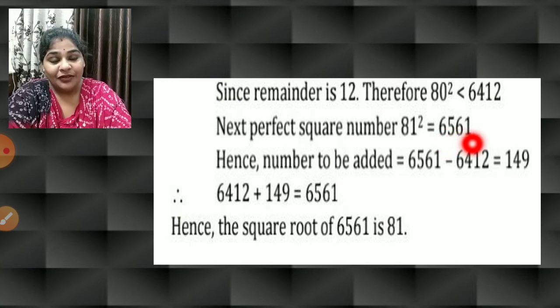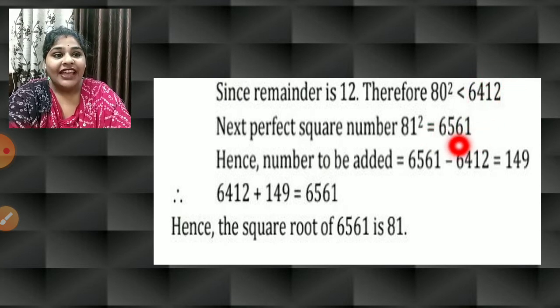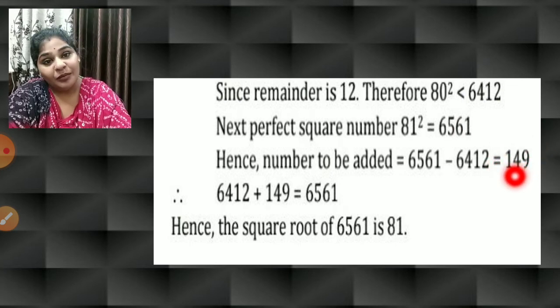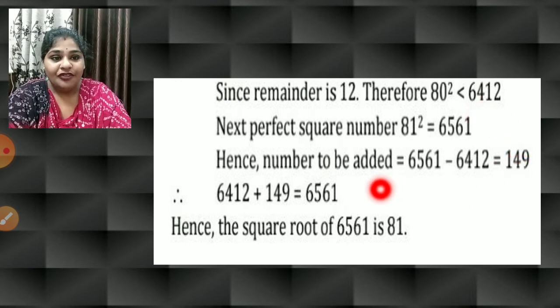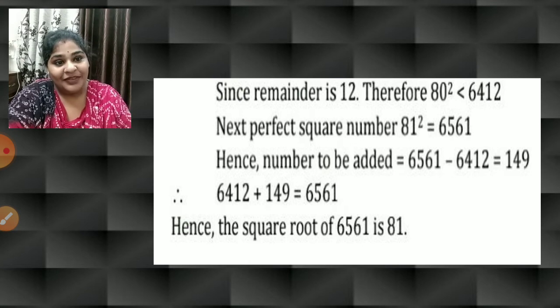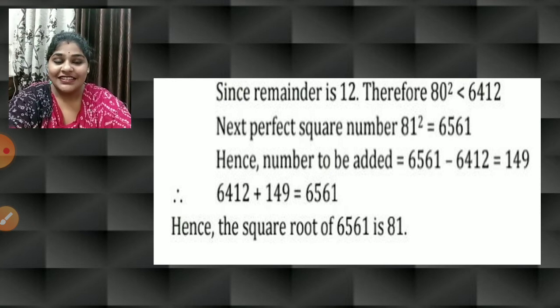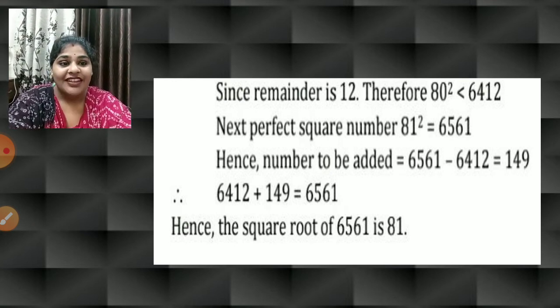6561. So the next step is to subtract the given number from this square of 81, and we get 149. Hence this is the number which we are going to add to the given number. After adding, we will get 6561, which is the square of 81. Hence the square root of 6561 is 81.